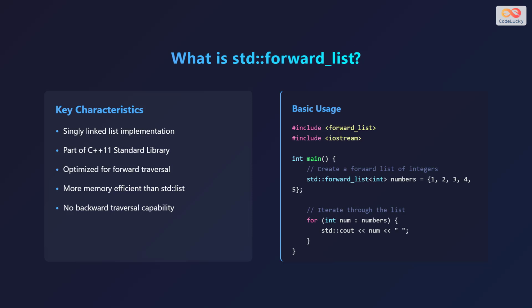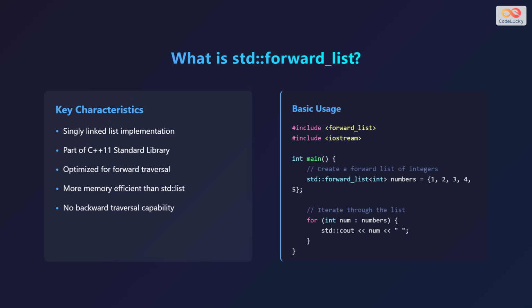So what exactly is std::forward_list? It's a container that implements a singly linked list. This means each element stores a value and a pointer to the next element in the sequence. Key characteristics are: it is a part of the C++11 standard library. It's optimized for forward traversal, as the name suggests.